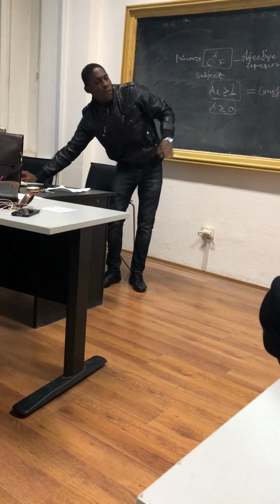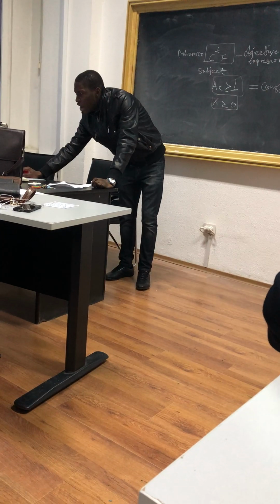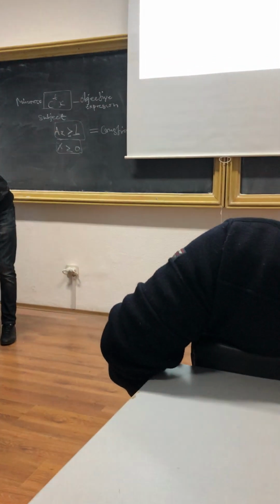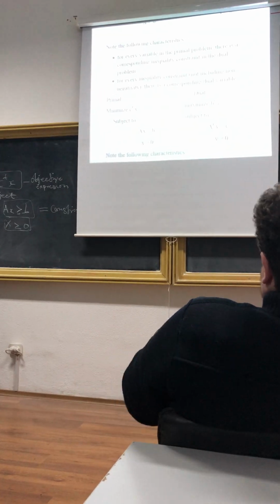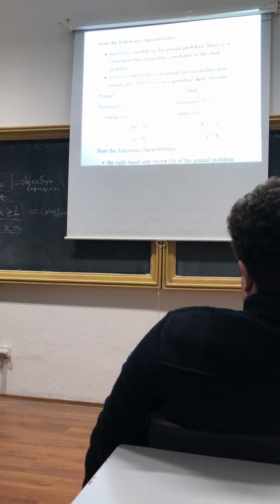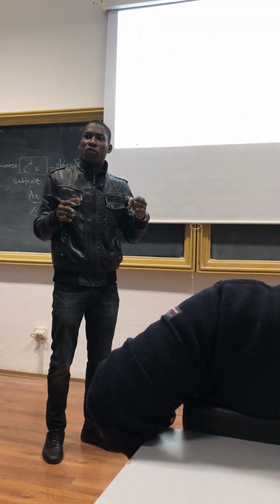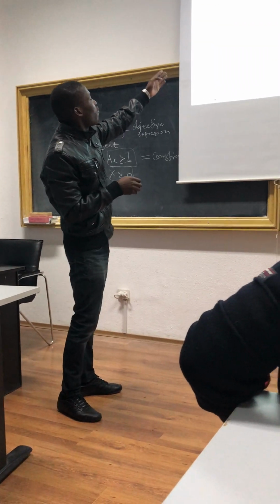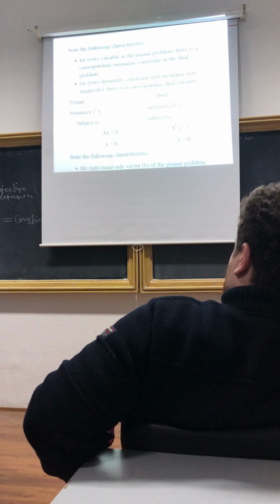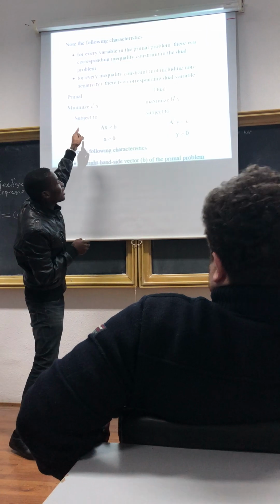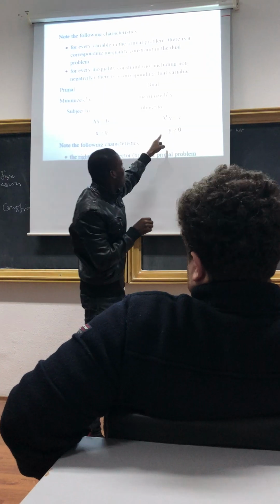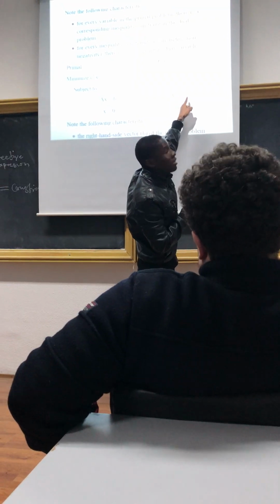Then another note for the expression. For every variable in the primal problem, there is a corresponding inequality constraint in the dual problem. For every inequality constraint, not including non-negativity, there is a corresponding dual variable. This is like a transpose of the former equation. Like we see here, the objective expression is to minimize cTx. But the cTx, which is the objective expression, becomes an inequality in our dual problem, which is the c here.